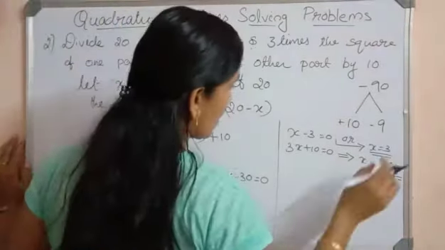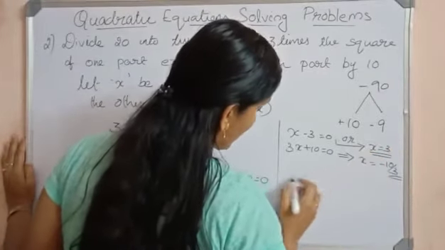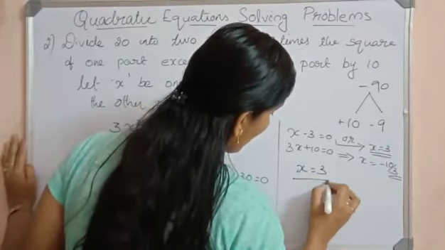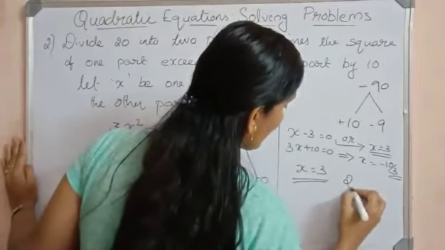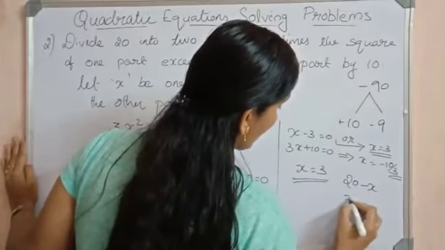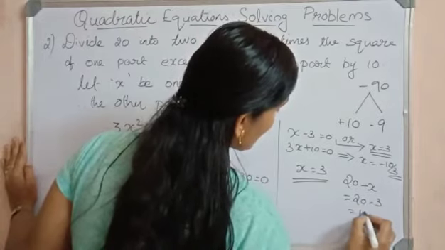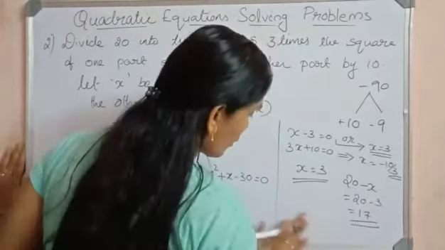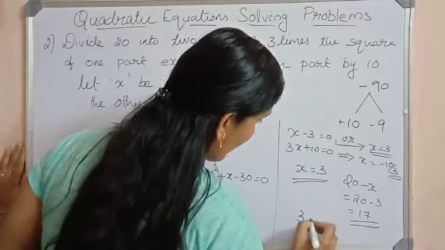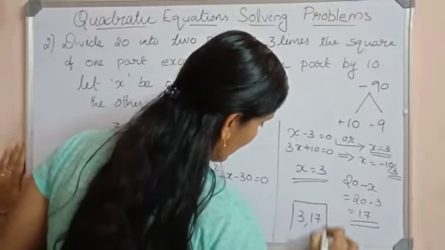Therefore the numbers are, one part of the number is x. x is equal to 3 is one part. The other part is 20 minus x, and that is equal to 20 minus 3, and that's same as 17. Therefore, the two parts of the numbers are 3 and 17.